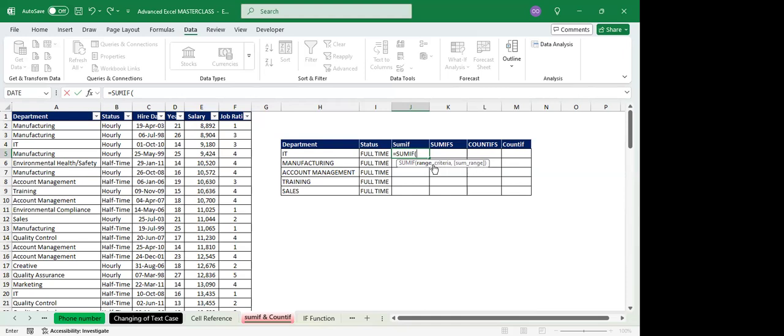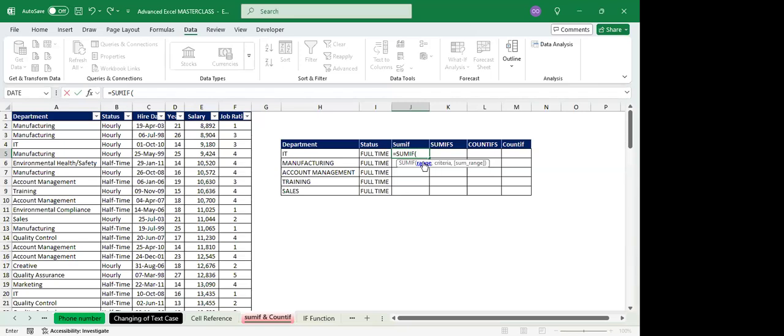But that is later. The first argument actually is range. So it's asking me, what is the range of criteria that I have? That is all these departments, because it is from this department column that I'm going to pick the actual criteria that I want to sum together. Don't forget, the task at hand is to sum the salaries of the people in the IT department.